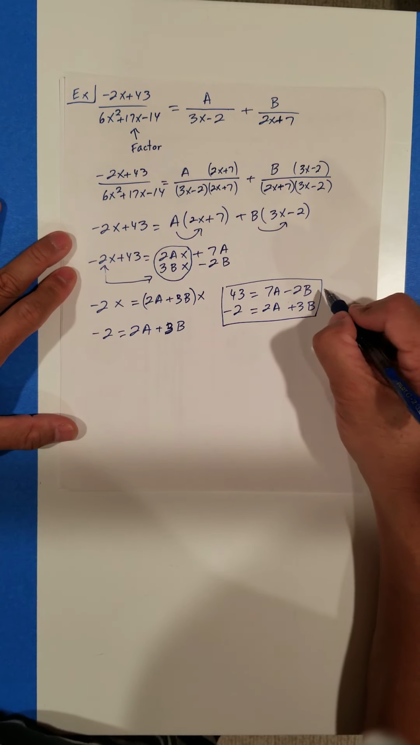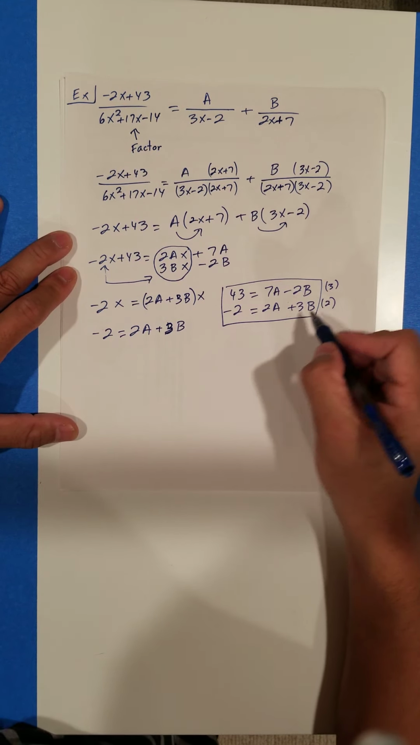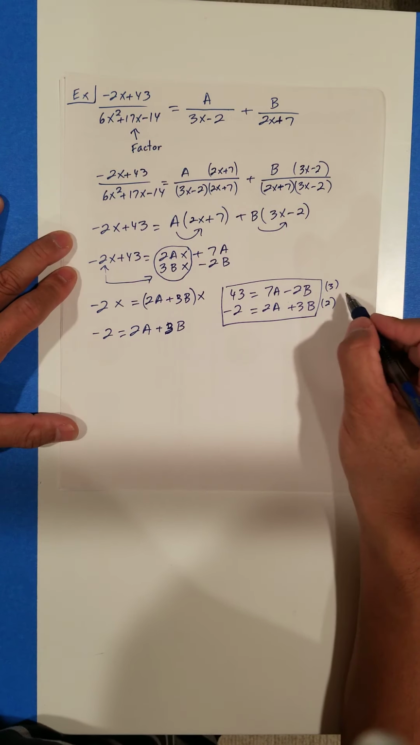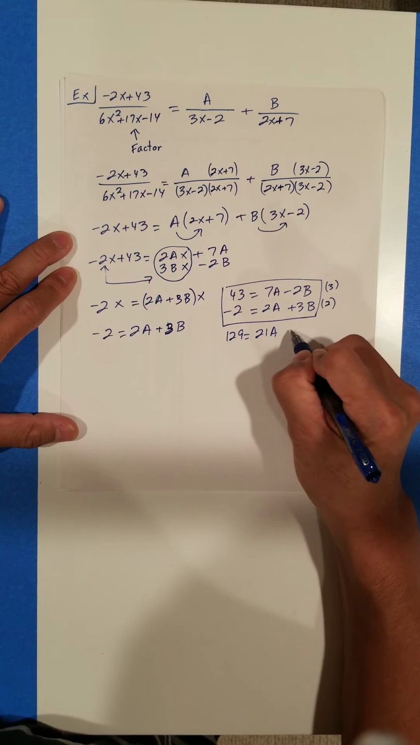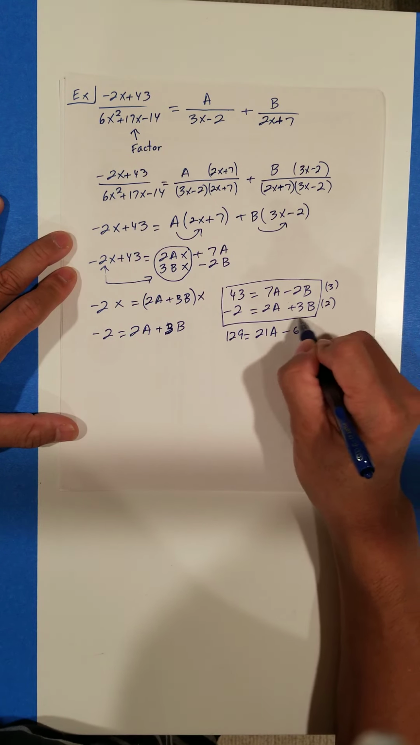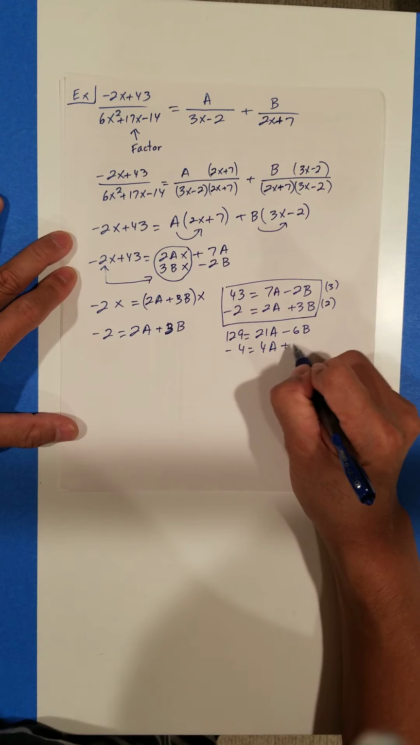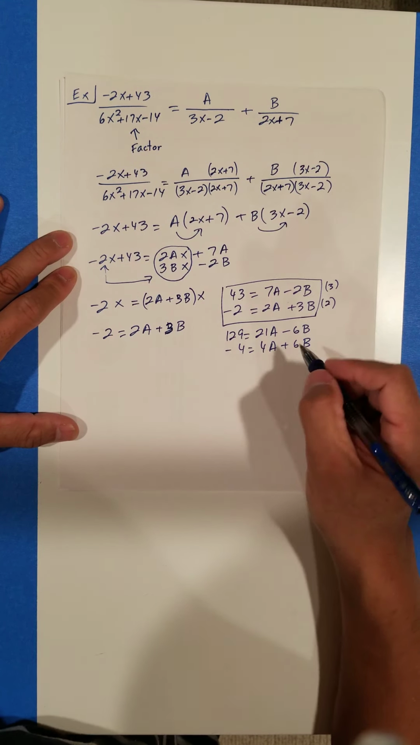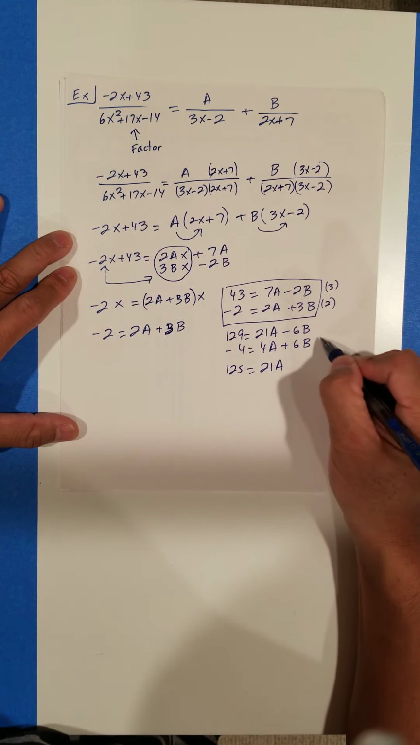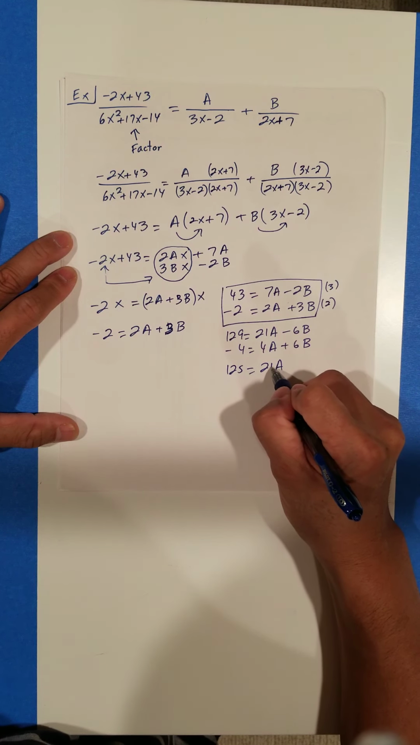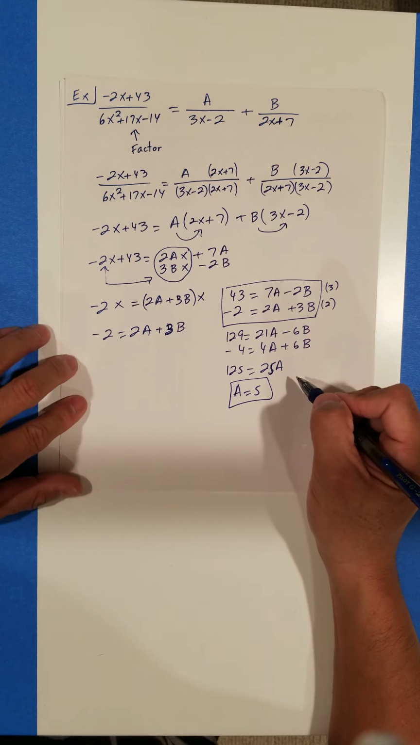In order to do that, I'm going to multiply the top by 3, bottom by 2 to make the b's opposites. So multiply everything here by 3: 129 equals 21a minus 6b. Multiply bottom by 2: negative 4 equals 4a plus 6b. Add them. When we add them, we get 125 equals 25a. What happens to my b's here? They go away, right? Sorry, 25a. So that means a equals 5. I found what a was.